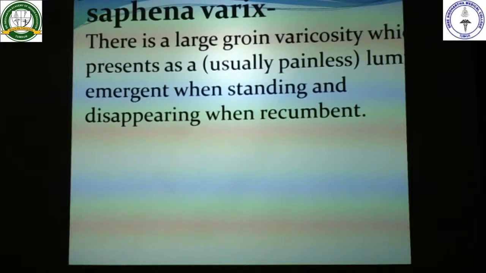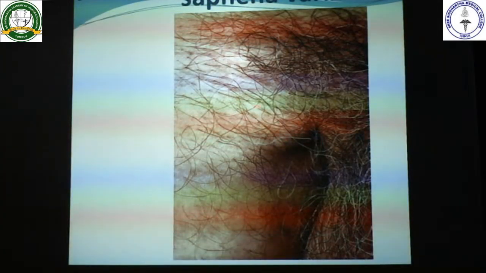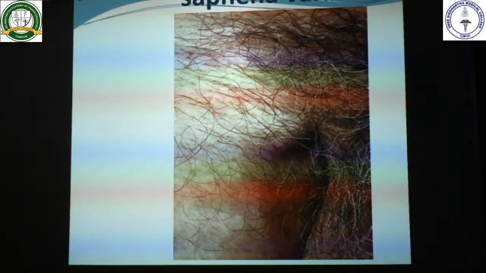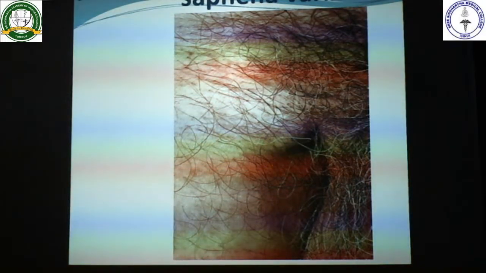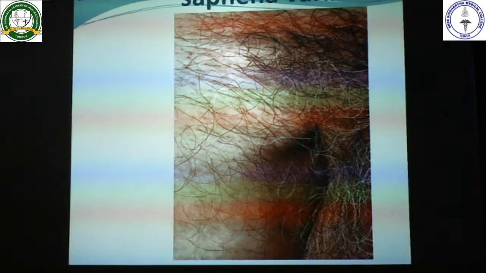Then SSMC. What is SSMC? It is a large growing varicosity which presents as a lump emerging when standing and disappearing in the recumbent position. This is a growing varicosity. You see here on standing position, you can see this is a varicose vein. Sometimes it mimics a hernia or femoral hernia.